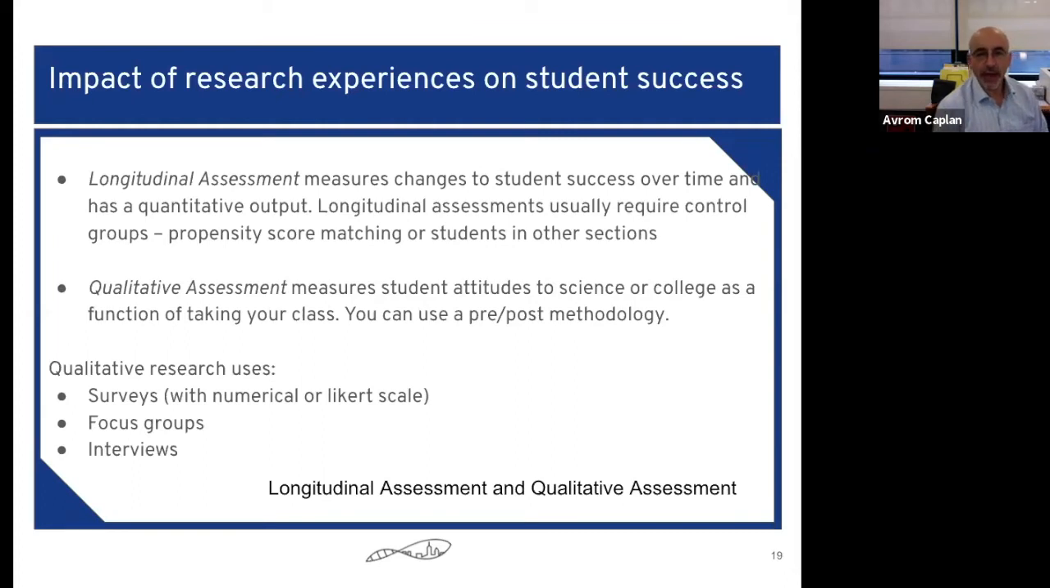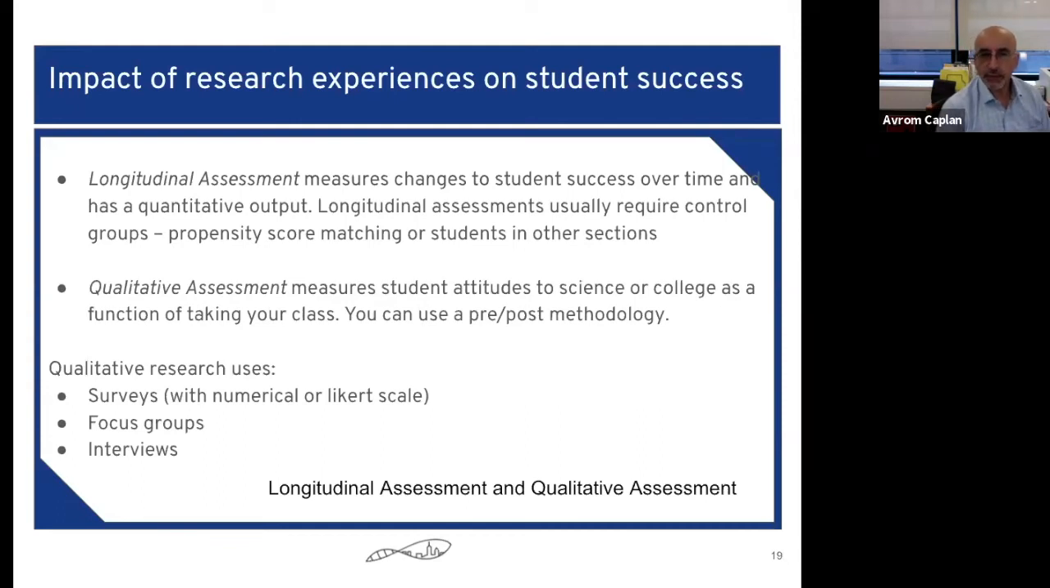So you might have to have a propensity score matched group, or students in other sections would also be possible. And a propensity score matched group is a way for your institutional data folks to help you find a student who has the same demographic background, the same kind of grades, the same gender, but has not taken the research experience. So that's longitudinal assessment, and that's best measured obviously over years.